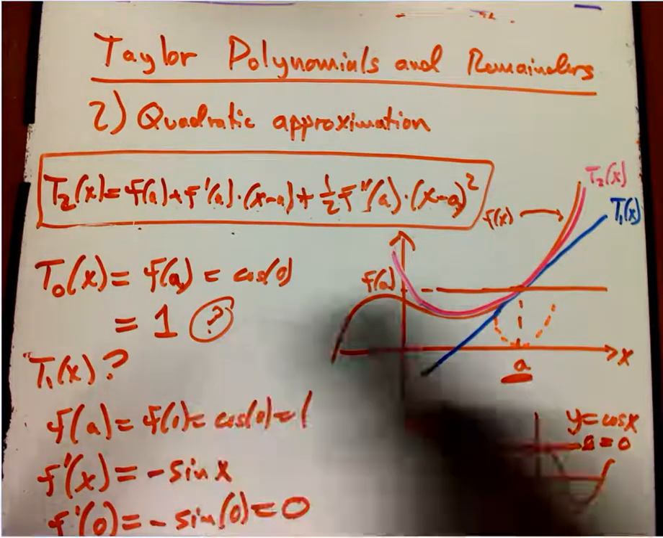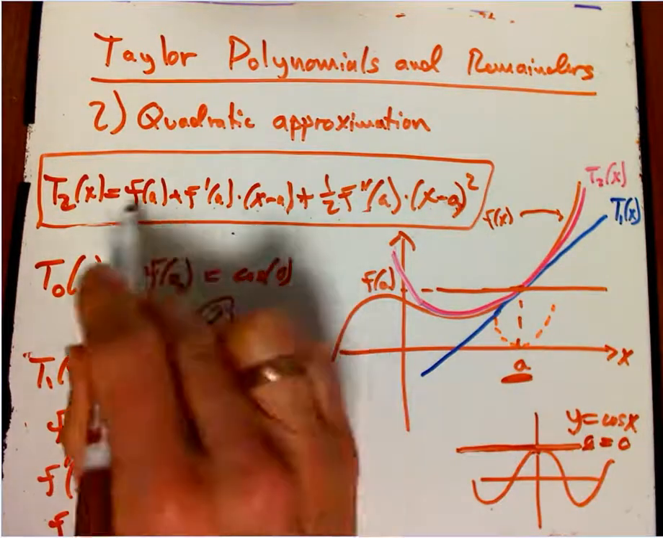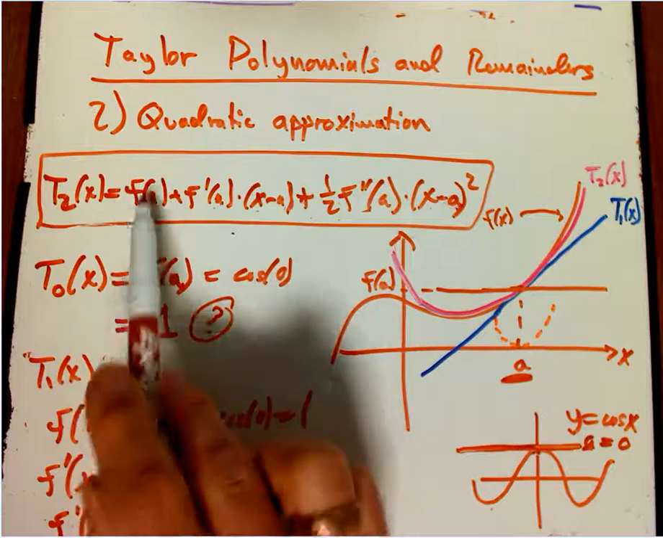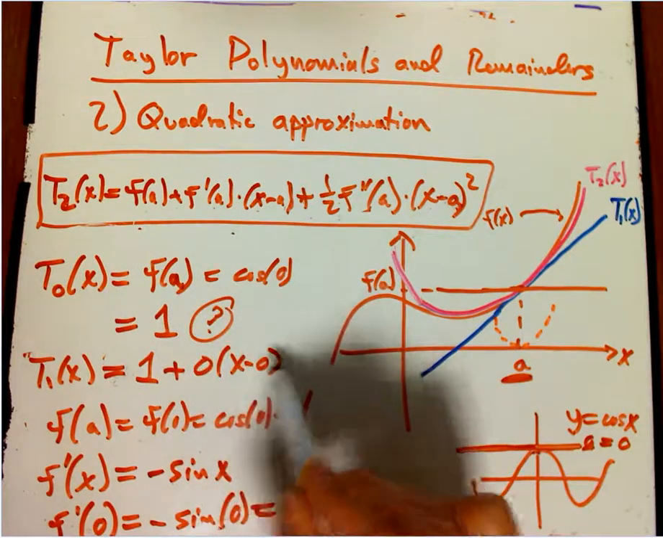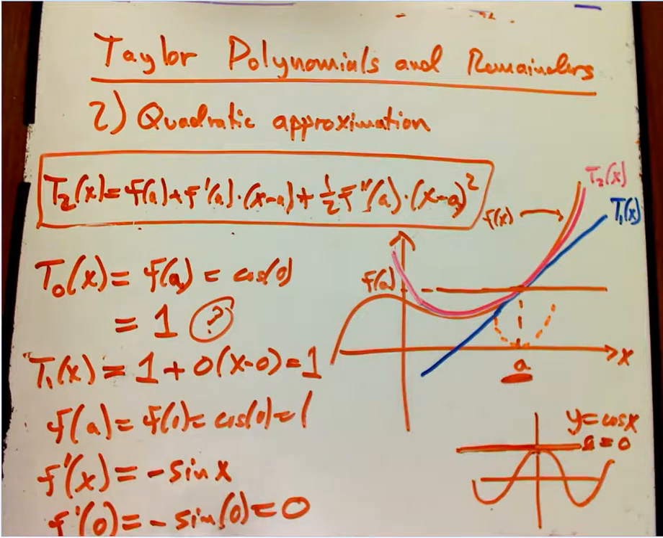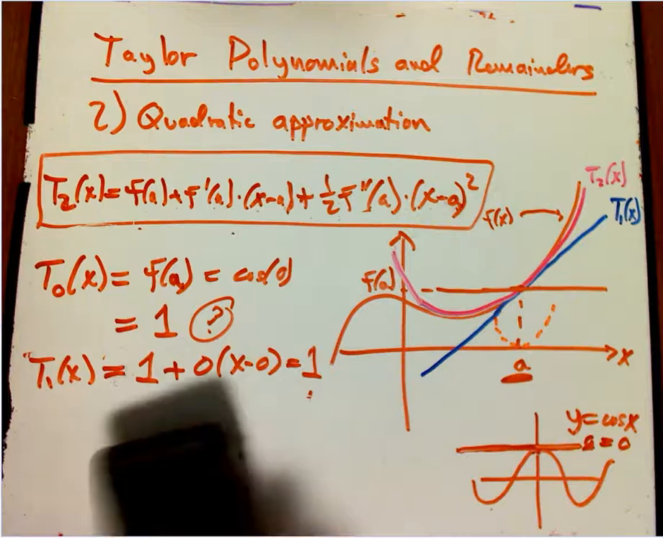And so let's write that down. T1 of x, I can actually put it in here. It's equal to that 1, the constant approximation, the 0th degree approximation, plus 0 times x minus 0, which is still equal to 1. Okay, so we haven't gotten anything incredibly exciting yet. Not really anything new, of course.